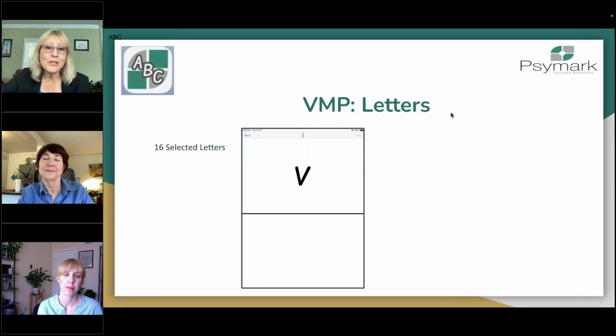The second assessment tool is letters. And with letters, an examinee is presented with 16 selected letters. And as with shapes, the instructions are the same. They're asked to look at the letter in the space above the line and to copy the letter exactly as they see it in the space below the line, and to just do their best. Next.